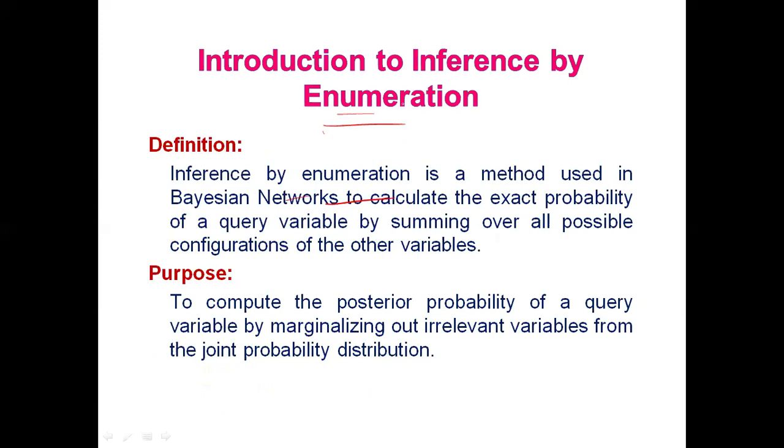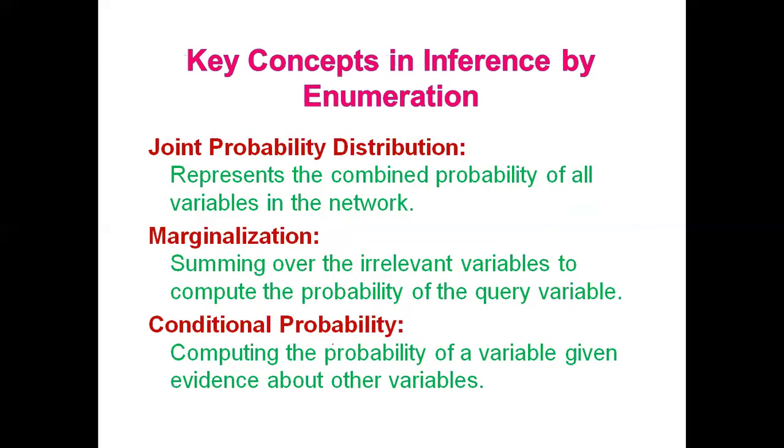So, enumeration, I have told you already. What do you mean by enumeration? Why are we going for enumeration? The definition for the enumeration: inference by enumeration is a method used in Bayesian network to calculate the exact probability of a query variable by summing over all possible configurations of the other variables. The purpose of this enumeration is to compute the posterior probability of a query variable by marginalizing out irrelevant variables from the joint probability distribution. So here the key concepts in inference by enumeration are joint probability distribution, marginalization, and conditional probability.